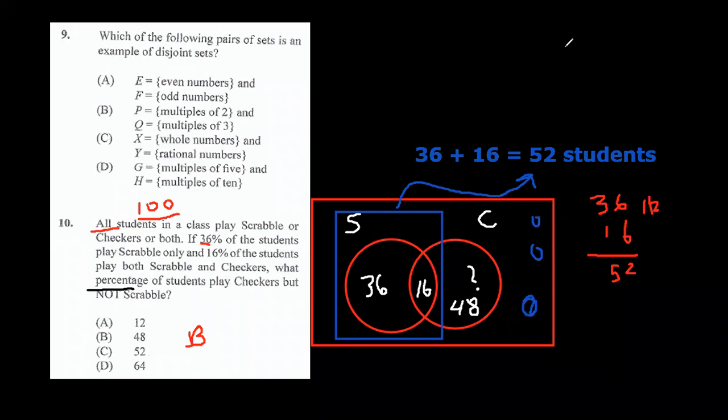Right? So it means to say, how are we going to get the remainder here? It must add up to 100. 36 plus 16 is going to be 52. 52 from 100 is 48. All right. Any questions here?